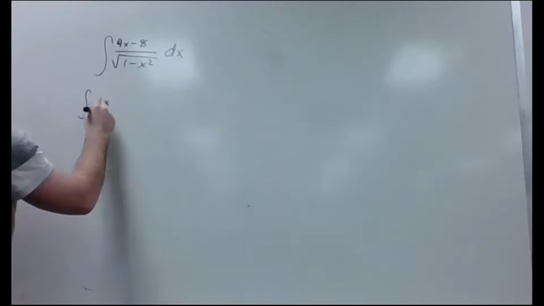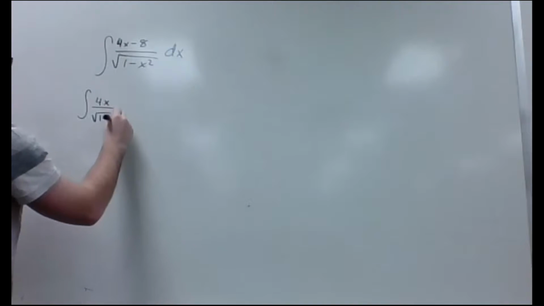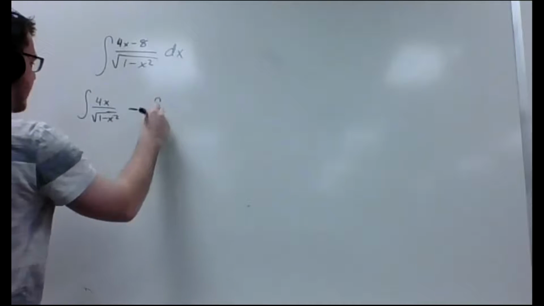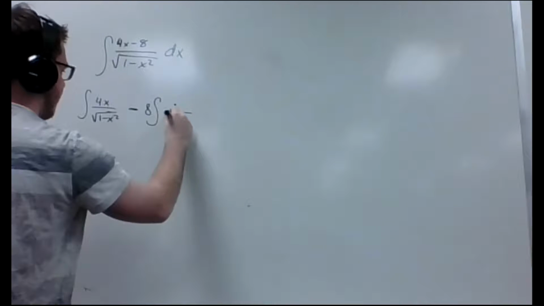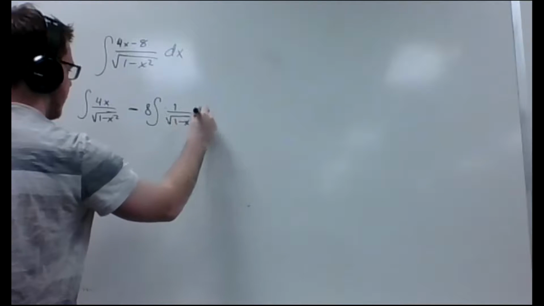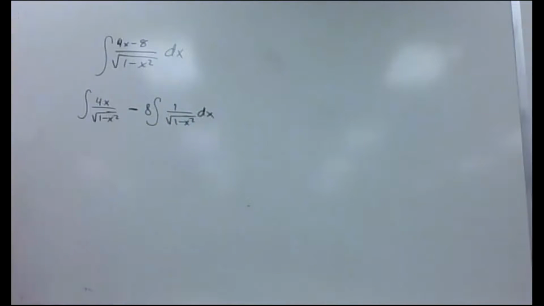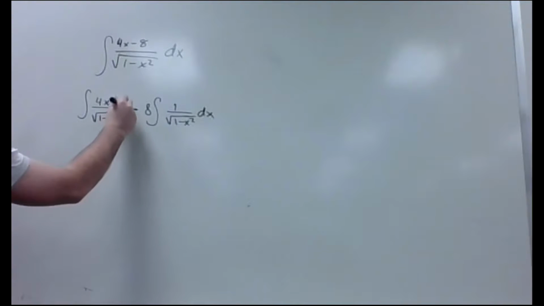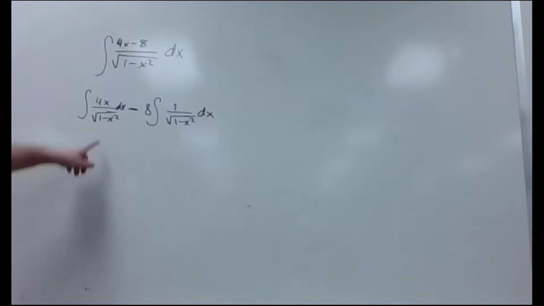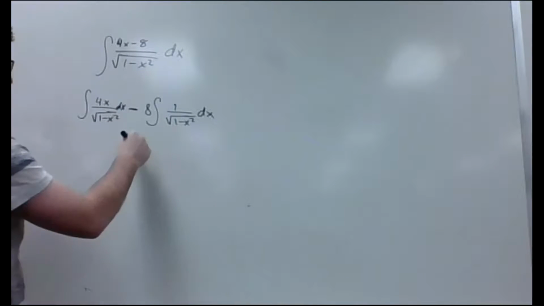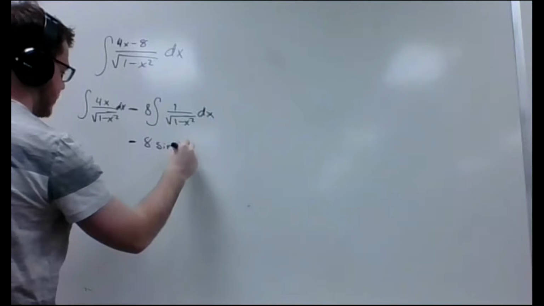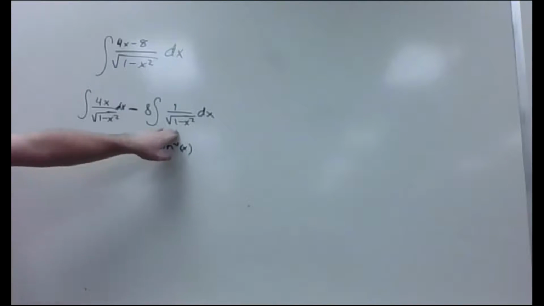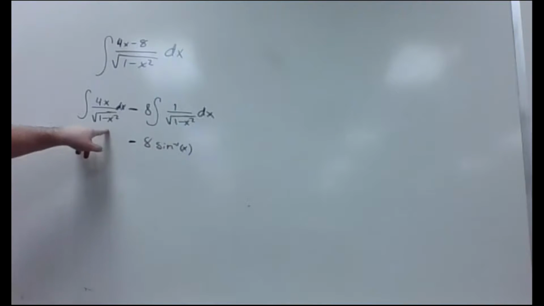And then we're going to have this minus, and I'm actually going to pull this 8 out right now. Right? And now this becomes a much more doable problem, right? Well, this one now is u substitution, and this one is just the inverse sine, right? So we're going to have -8 sine inverse of x. So we already know what this one is, right? So now we just have to go through and solve this one.